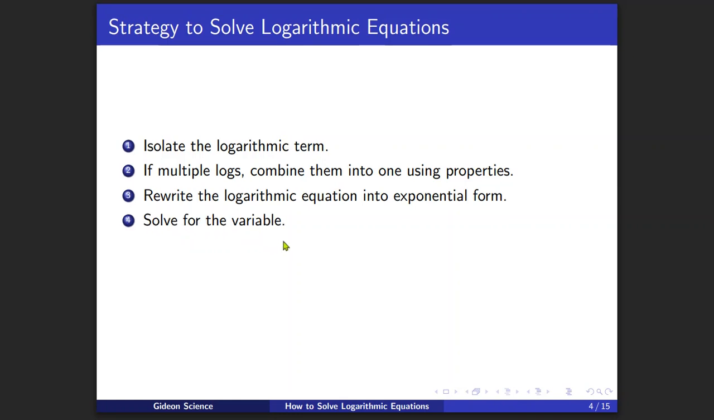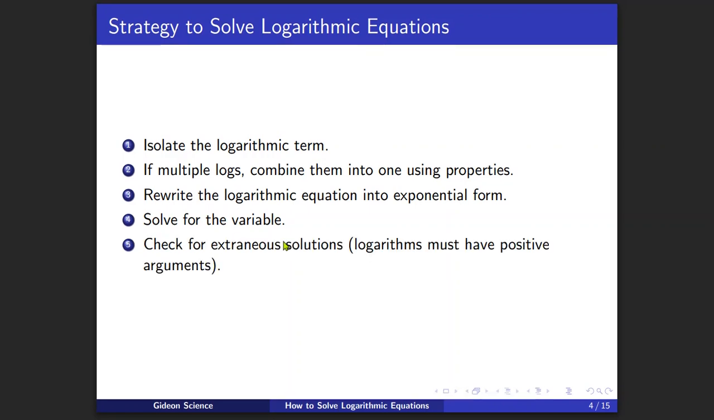Next, solve for the variable and check for extraneous solutions. Logarithms must have a positive argument. Take note.